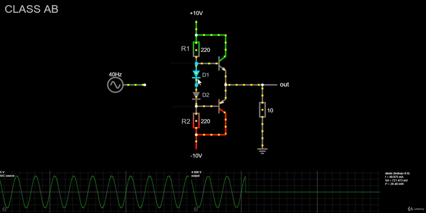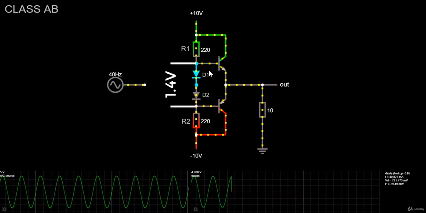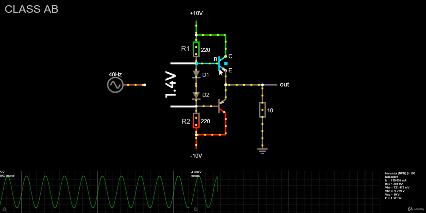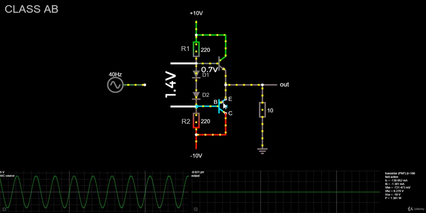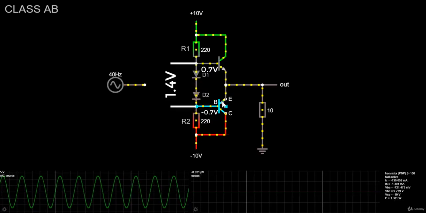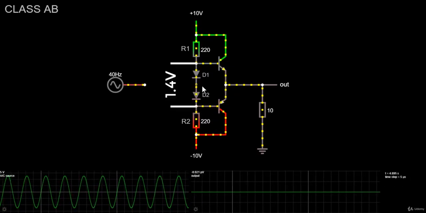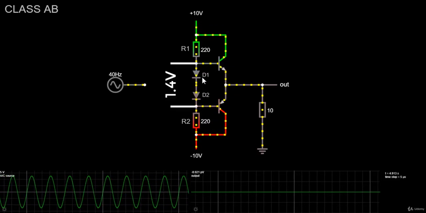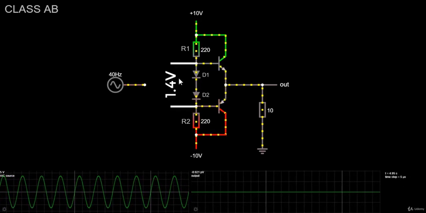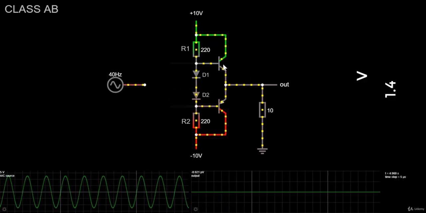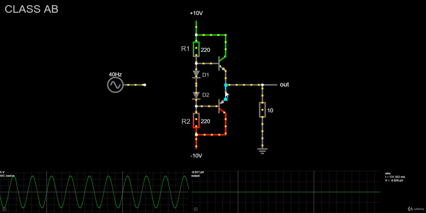So again, the voltage drop across the diodes biases the base of the NPN transistor to about 0.7 volts and the base of the PNP transistor to about minus 0.7 volts. Thus, the two silicon diodes provide a constant voltage drop of approximately 1.4 volts between the two bases, biasing them above cutoff. The trick starts from here.